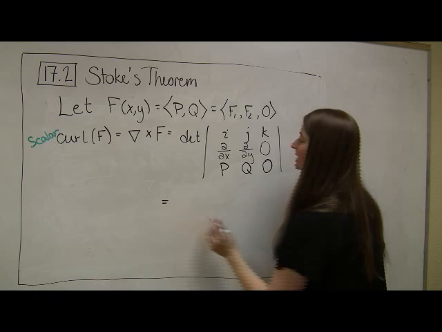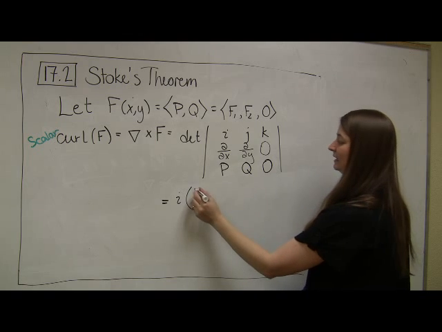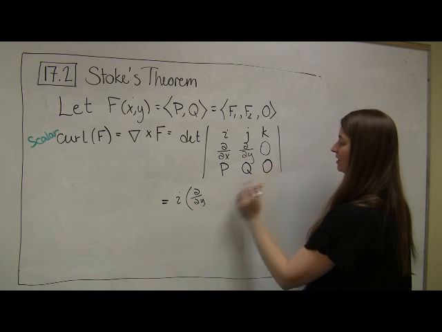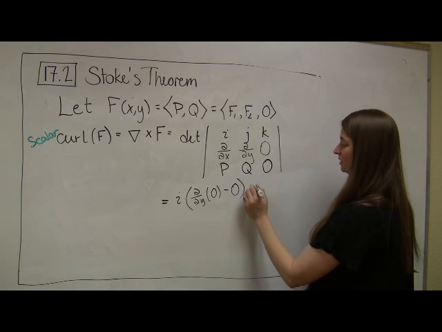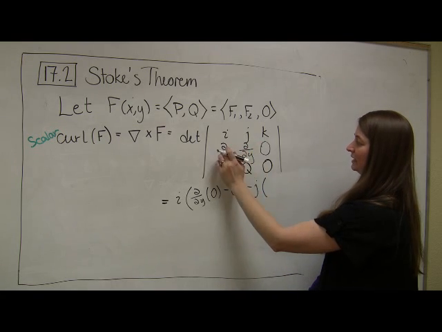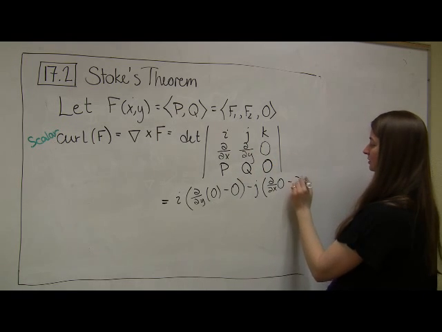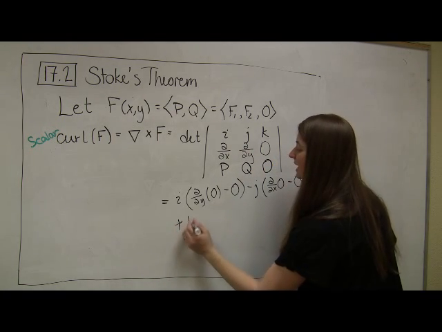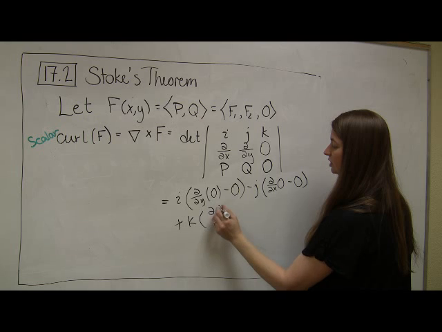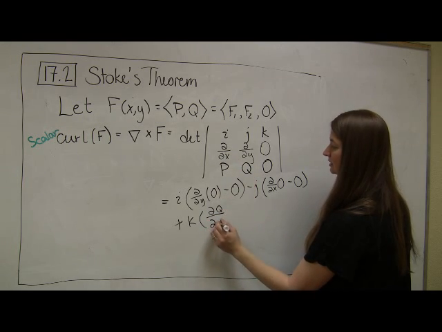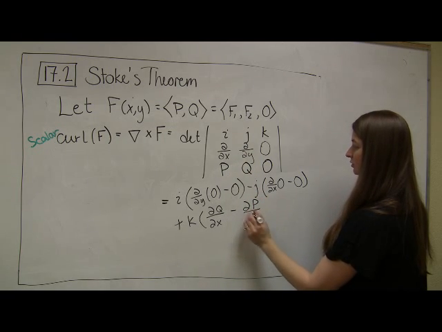So let's see what happens when we take this determinant. When I look at the ith component, I get my partial derivative with respect to y of 0 minus q times 0, which is just going to be 0. I subtract out my jth component, which is my partial derivative with respect to x times 0 minus 0, plus my kth component, and in this case, k is going to be my partial derivative of q with respect to x minus my partial derivative of p with respect to y.